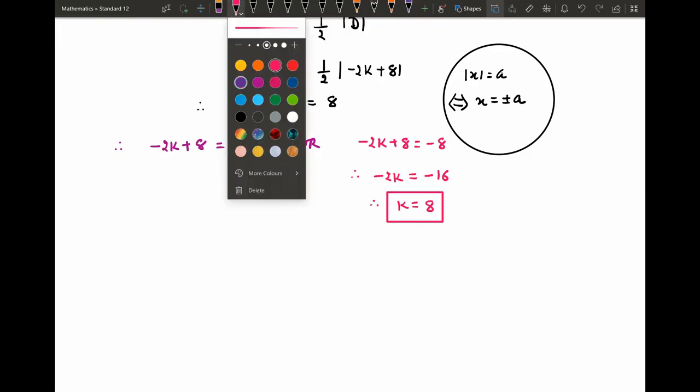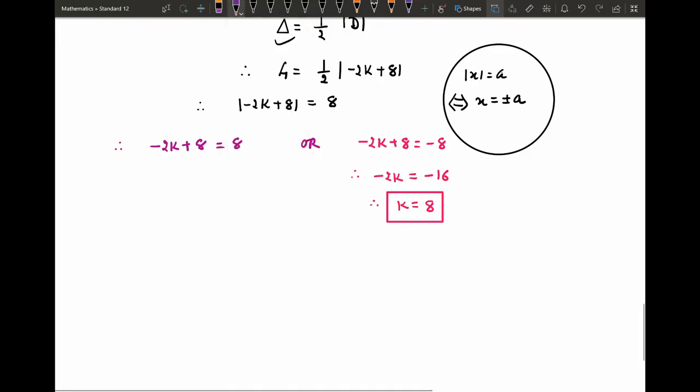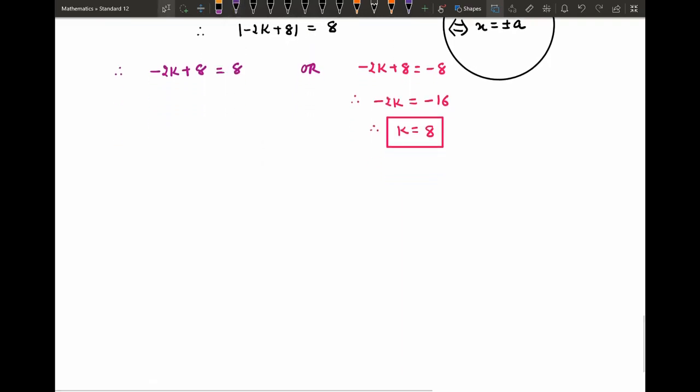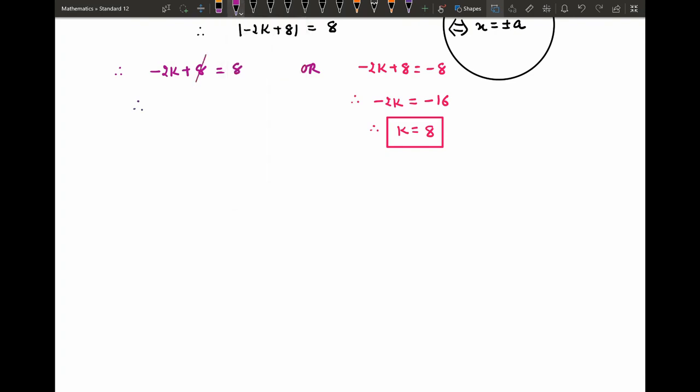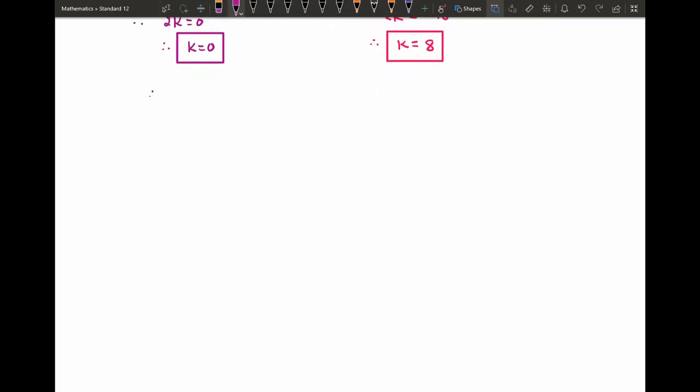Now in the first possibility, minus 2k plus 8 equal to 8, the 8 cancels, so 2k equal to 0, and therefore k equal to 0. So this is another possibility, k equal to 0. So we have two possible answers, therefore k equal to 0 or k equal to 8.